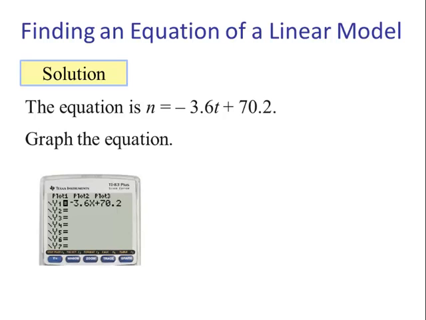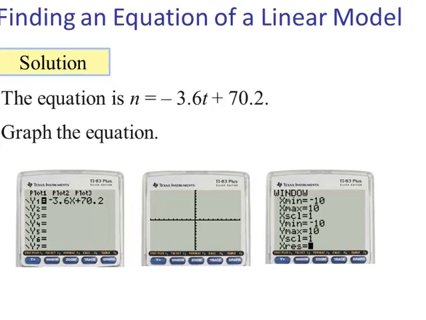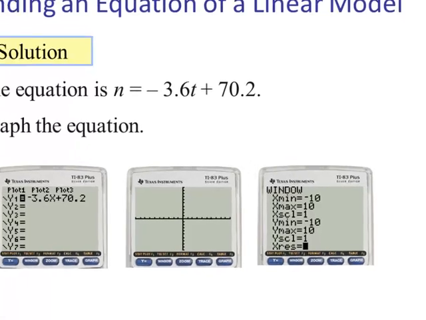To graph the equation, we press graph, but there's nothing in the viewing window. So if we press the window button, which is next to the y equals, we see this. This is the default window setting. X min on the x-axis is negative 10, the max on the x-axis is 10, and it's counting by 1. The y-min is negative 10 and the max is positive 10, counting by 1. So we cannot see this graph in this viewing window, so we need to change it.